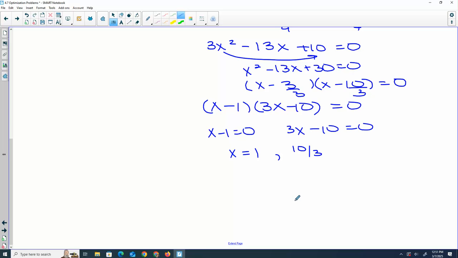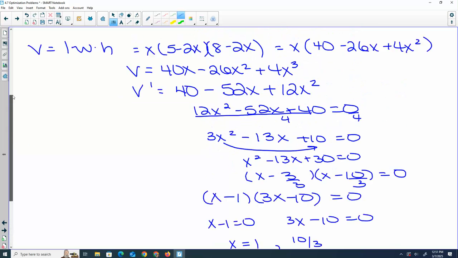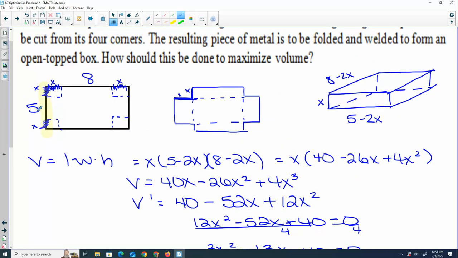Okay, so are both answers reasonable? Seems reasonable. I feel like 1 is too. Why is 10 thirds too big? Remember the width of our piece of metal was 5 to start with. 10 thirds is 3 1/3. Can you take 3 1/3 off both ends? No. So 10 thirds is too big here.